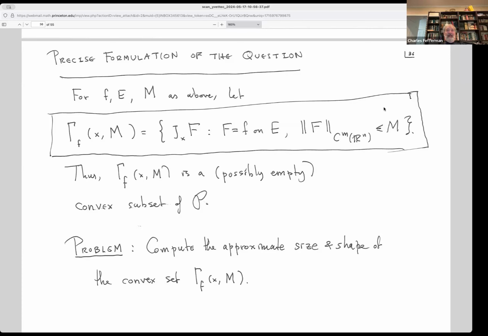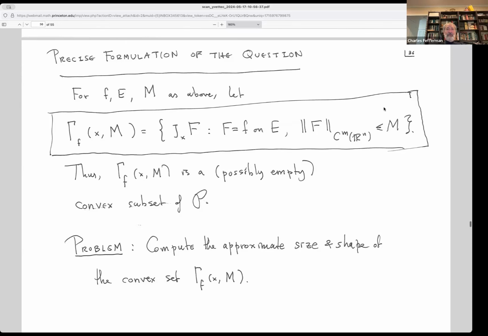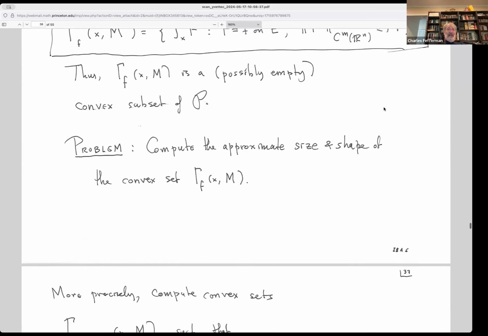For example, is there an interpolant of norm at most M? That's equivalent to asking whether the convex set gamma is empty. And so already, if we simply ask whether the convex set is empty or non-empty, if we can answer that, then we can find the trace norm of little f. We can find the least possible, or the inf, of the norms of interpolants. And if we know not merely whether gamma is empty, but we know its approximate size and shape, we have a powerful hold on what an interpolant can look like.